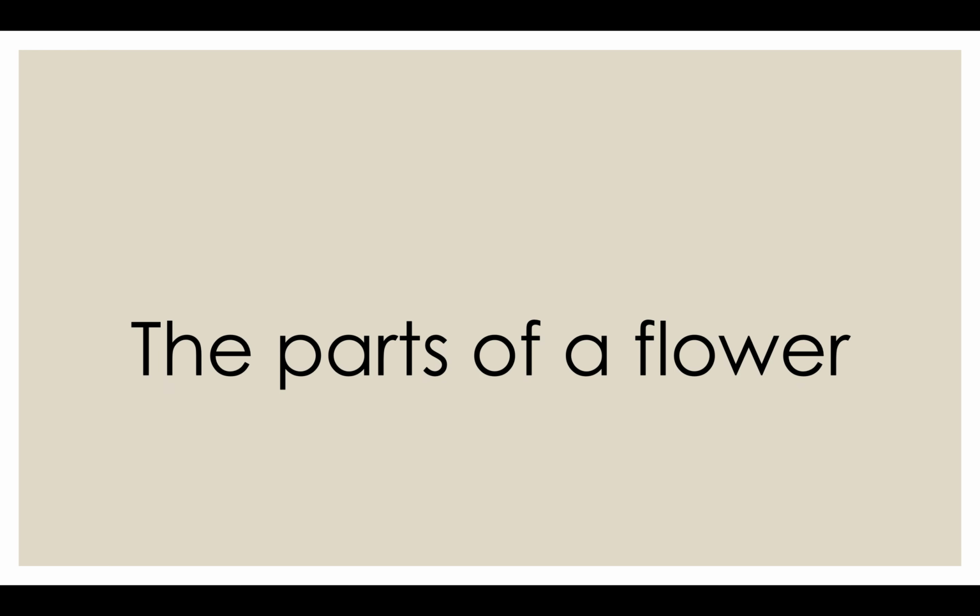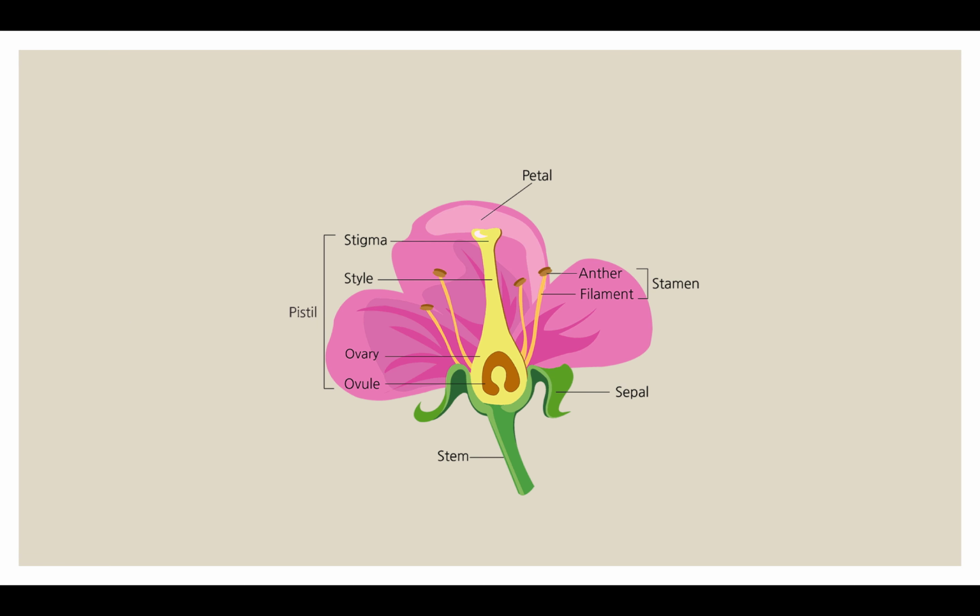Okay, so now let's talk about the parts of a flower. As you all are aware, flowers have these main parts. These parts of a flower are arranged in rings, one inside the other. Okay? So, as you all know, we have petals, we have the stigma, we have the stamen, we have the sepals, the stem, the ovary, the pistil, all that kind of stuff.